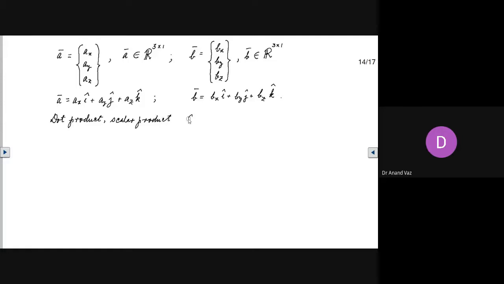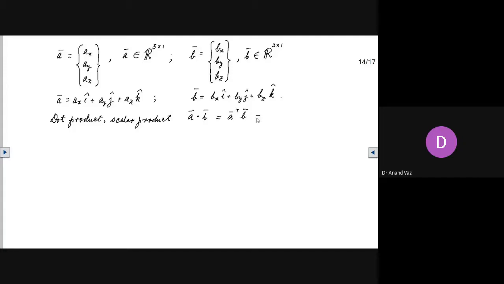We write it as A. Conventionally, we write it as A dot B, when we represent it in the form of ijk. But in matrix form, we also write this as A transpose B.